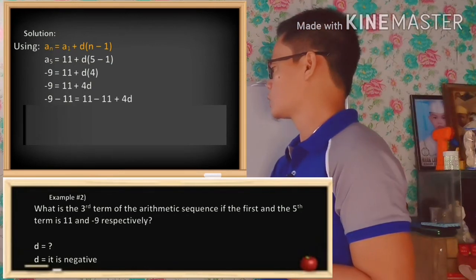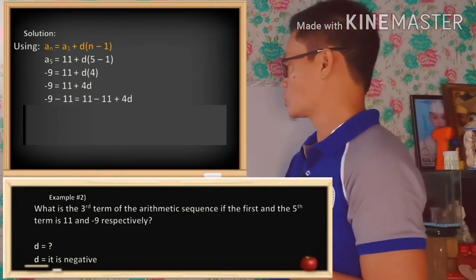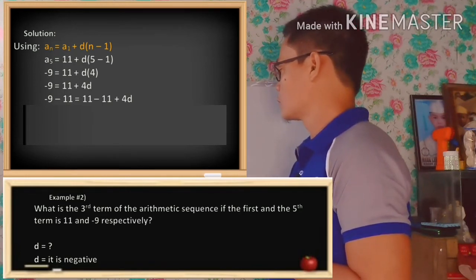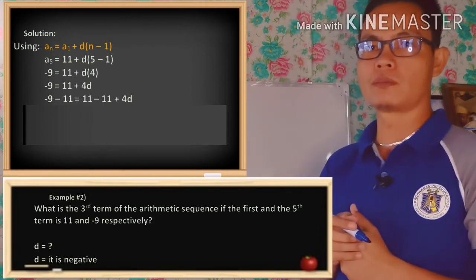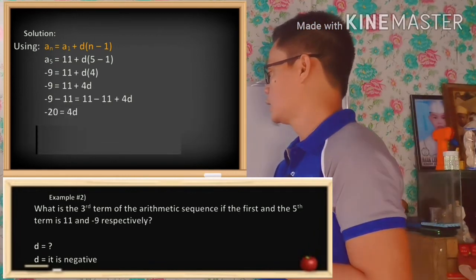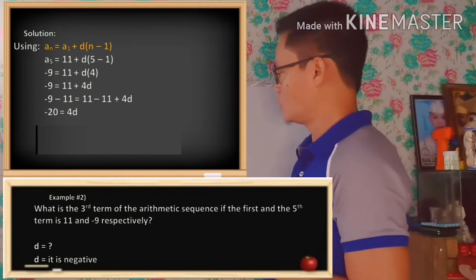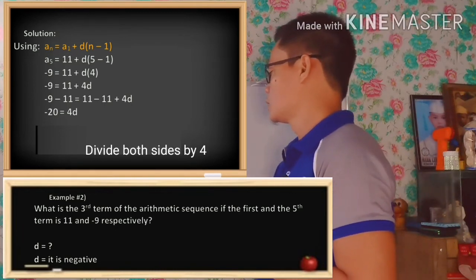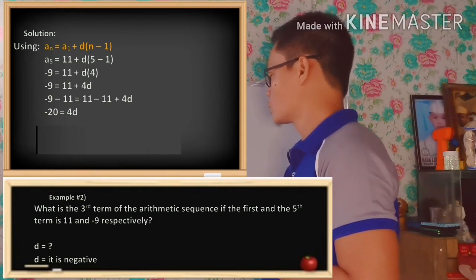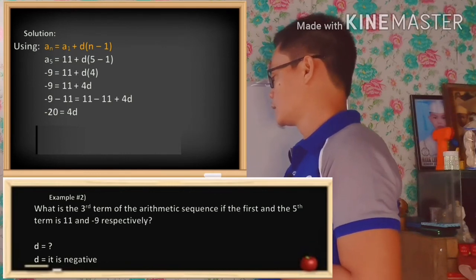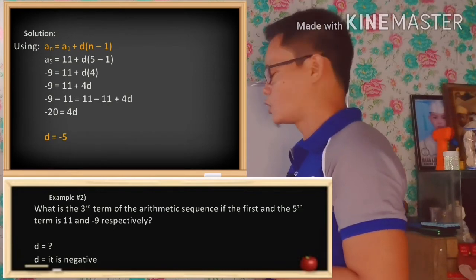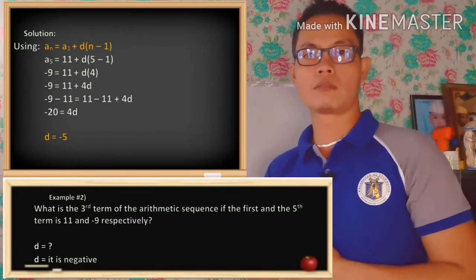We have to use the balancing of the equation. So subtract 11 from both sides. 11 minus 11 plus 4d: the 11 here is eliminated, becomes 0. So the left side is negative 20 equals 4d. By simplification, we divide both sides by 4. The 4 over 4 is eliminated, becomes 1. The common difference is the quotient of negative 20 and 4. We have negative 5. As you remember, we expected a negative common difference.